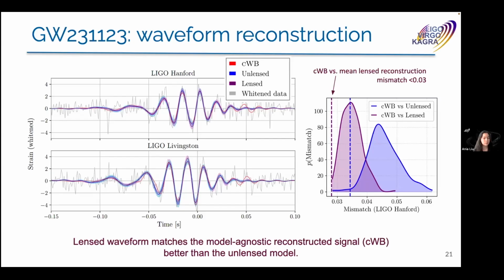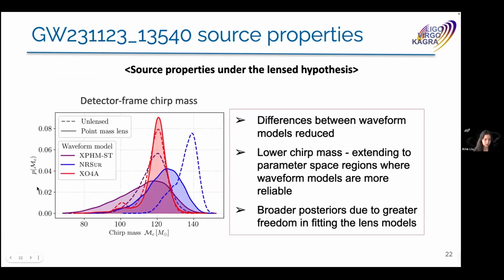It's hard to judge by eye which model matches the data better from this figure alone, so on the right, we show the mismatch. The lower mismatch values indicate better agreement with the agnostic reconstruction. And here you can see that the lensed waveform consistently achieves a lower mismatch, suggesting a better match to the data. So we then repeat the analysis, including lensing, with a point mass lens model.